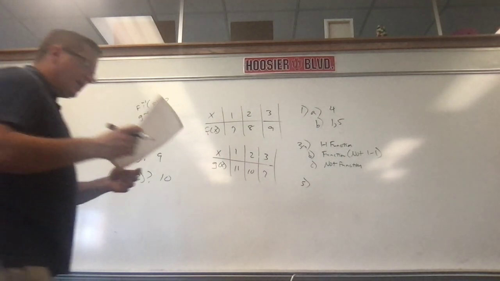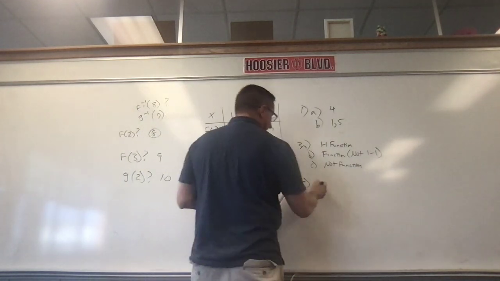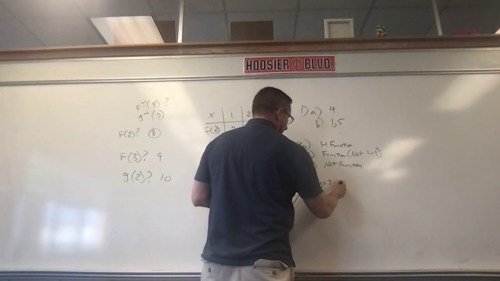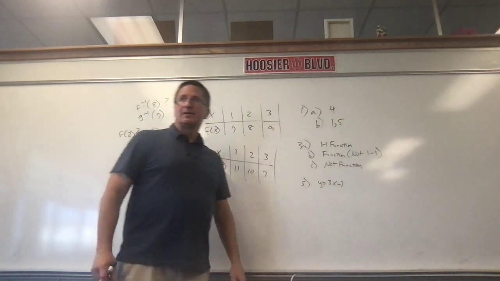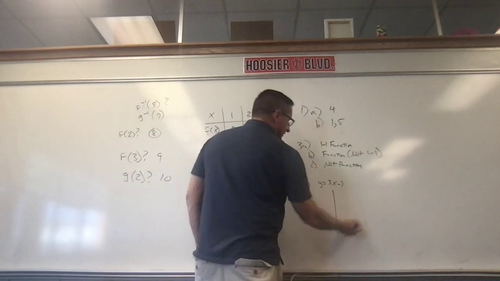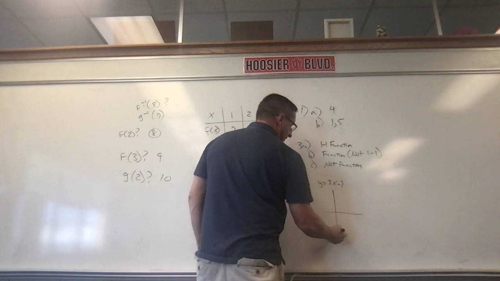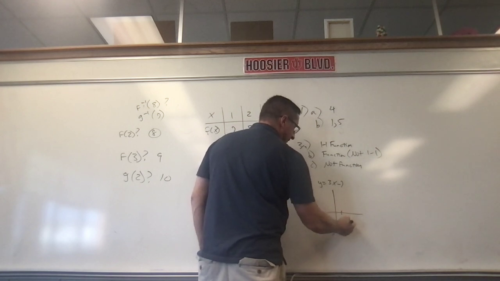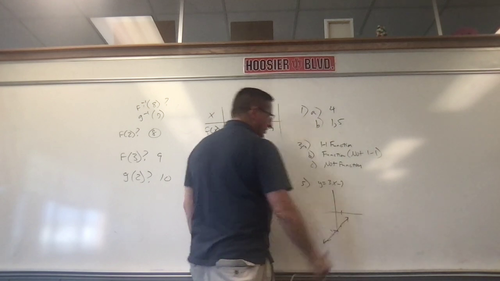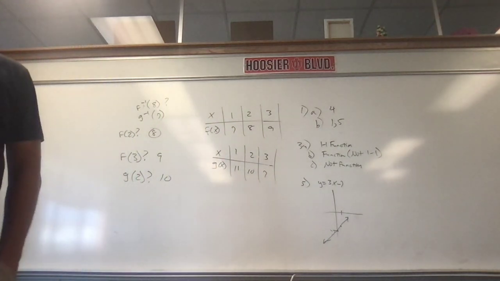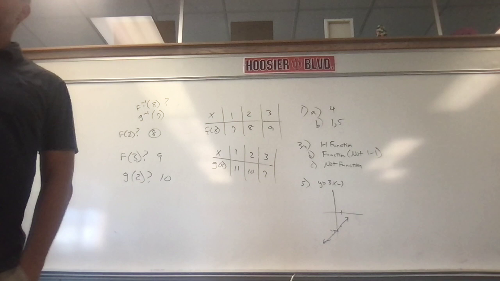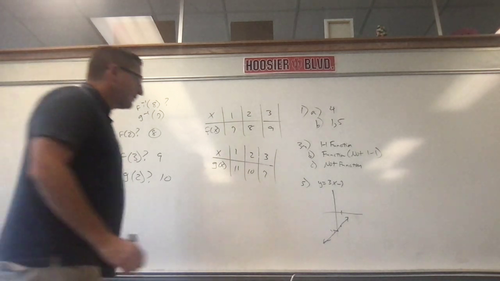What does f of x equals 3x minus 7 look like? You better be able to answer this. It's a line. Down 7. Rise 3, run 1. Is it a function? Yes, it passes the vertical line test. Is it a one-to-one function? Yes, it's a one-to-one function.